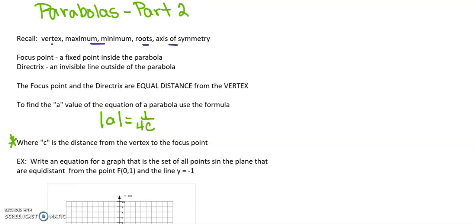So we've got two new vocabulary words here that you might want to pause and write down. The first is a focus point. It's a fixed point within the parabola. So if this is my parabola, there would be a fixed point lined up with the vertex inside that parabola. And then the other term is directrix. It's an invisible line outside of the parabola.